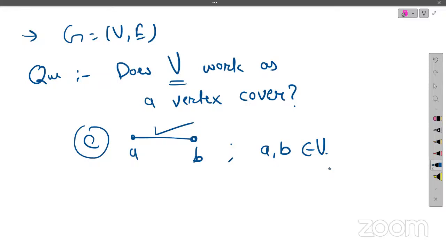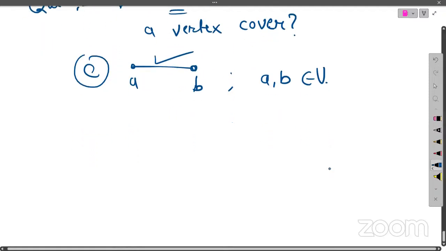Now, what will be the question here? The question will be, what is the minimum number of vertices we can take and form a vertex cover? So we have to find the minimum vertex cover. Minimum vertex cover means we have to consider a subset of the minimum number of vertices which will act like a vertex cover. Again, what is a vertex cover? A vertex cover means a subset of vertices which will cover all the edges. Covering all the edges means at least one endpoint of every edge should belong to our vertex cover.